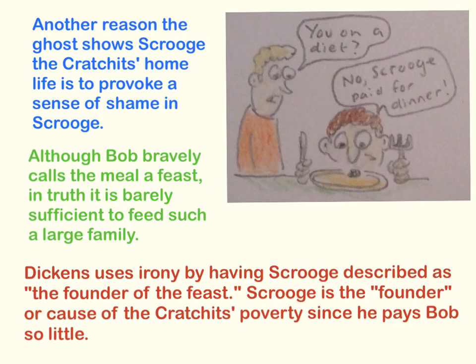But there is a secondary reason for taking Scrooge to see the Cratchits. What the ghost wants to do is to create or provoke a sense of shame in Scrooge and force him to acknowledge his responsibility, his collusion, his contribution to the desperate situation that the Cratchits find themselves in. Bob at one point refers to the meal they've just eaten as a feast, whereas it's obvious to us from phrases like how the meal was eked out with applesauce that this meal was barely enough to feed a family of white mice, let alone growing children and adults.